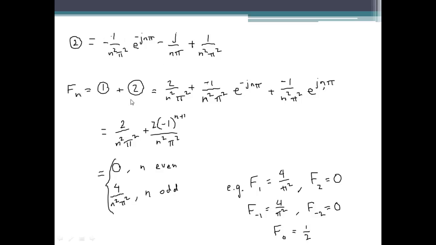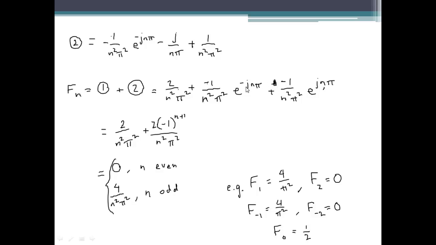And so if we combine these two portions of the integral to get the overall expression for the Fourier series coefficients, we find that some of the terms cancel, the j over n pi terms cancel, and what we're left with is 2 over n squared pi squared plus this term and the final term.